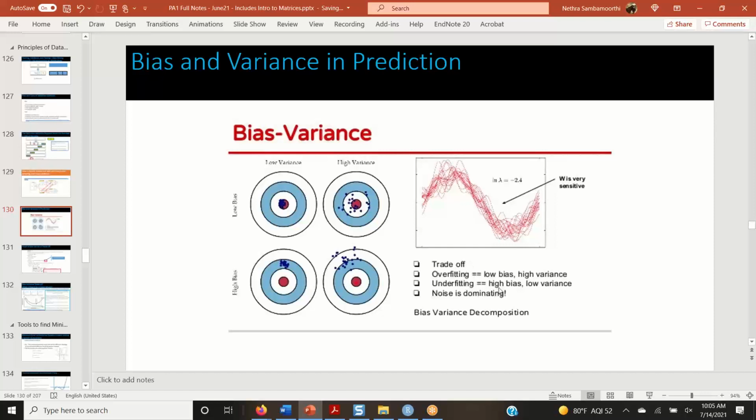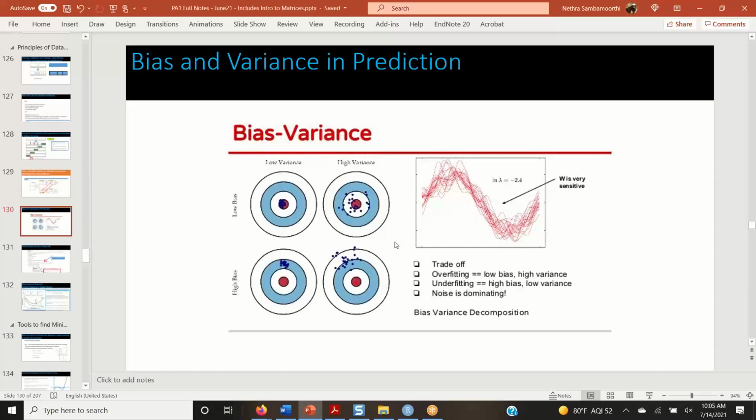So overfitting means low bias, high variance. Underfitting means high bias and low variance. This is the underfitting situation. This is the best model. This is underfitting. This is overfitting. And here, both bias and variance are overtaking.